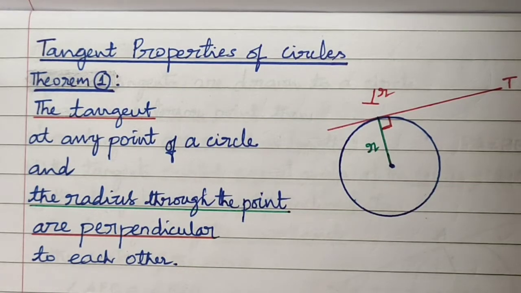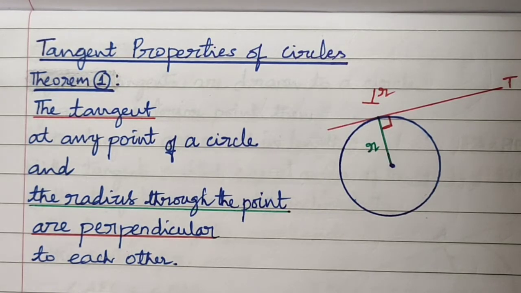Tangent properties of circles. The tangent at any point of a circle and the radius through the point are perpendicular to each other.